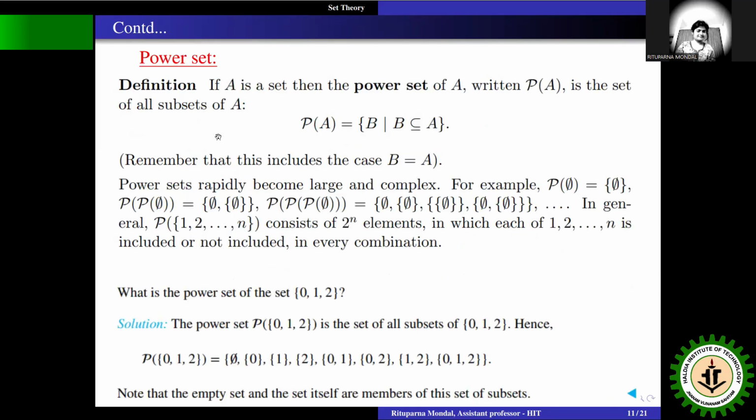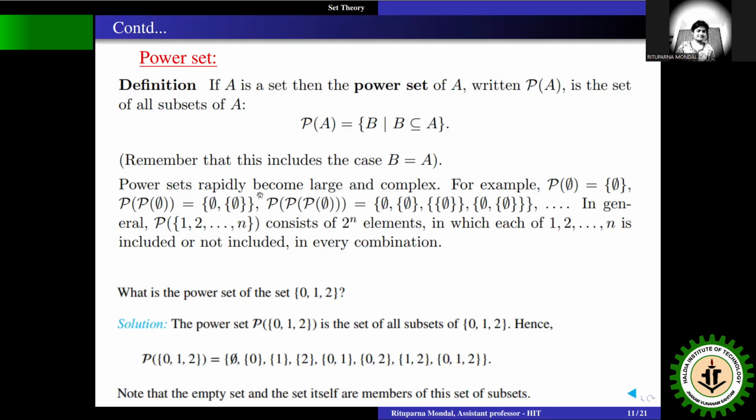Now next one is the power set. Power set is also a set. It contains all the subsets of A. So power set is a set which contains all the subsets of the set A. So this is the representation of a power set. P of A equals the set of all B such that B is a subset of A.